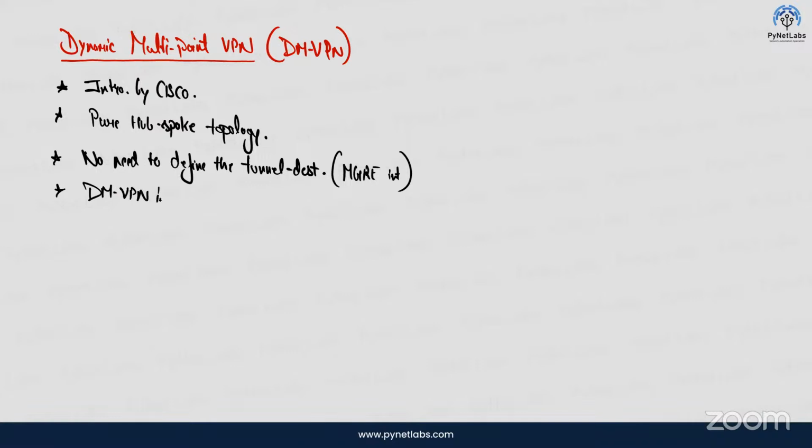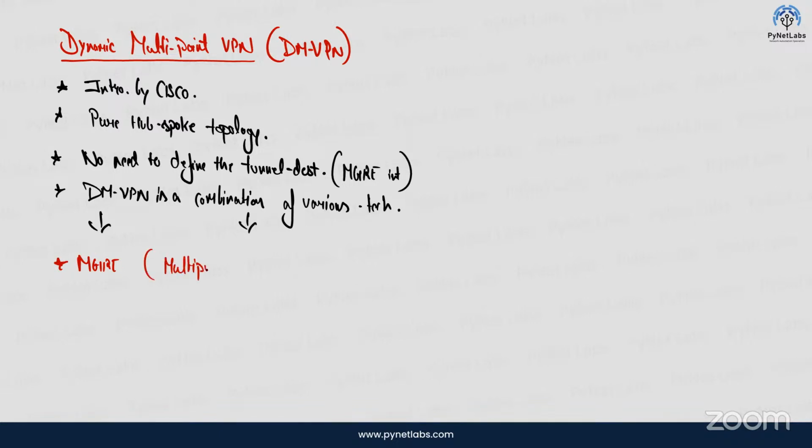DMVPN is a combination of various technologies. Then what are the technologies used by DMVPN? In the case of DMVPN, the very first technology you are going to find is multipoint GRE, which stands for mGRE, and we consider it multipoint generic routing encapsulation.